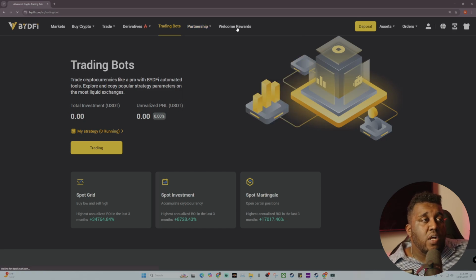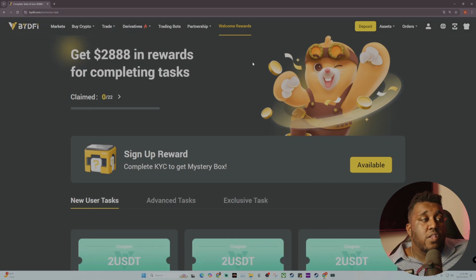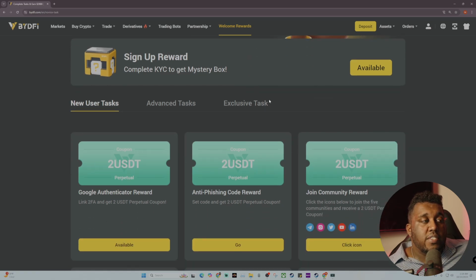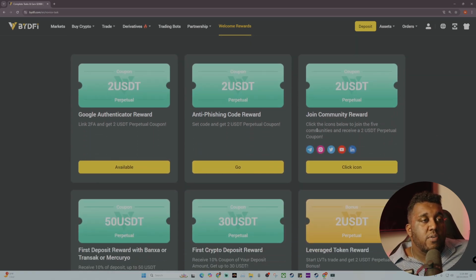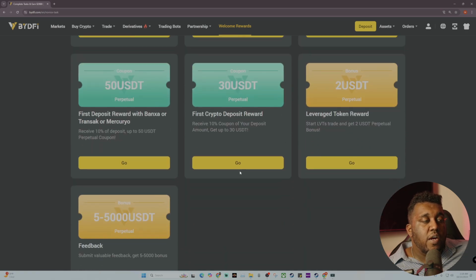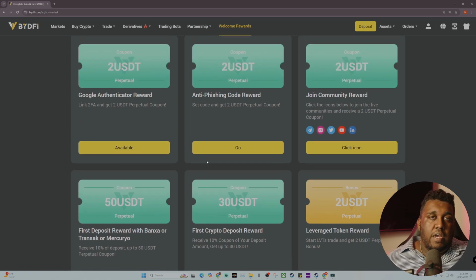Next up, you're going to have welcome rewards. This is where I would say a lot of you should go right after you sign up. There's a lot of stuff here. So you get your sign up reward right here. Once you sign up, you can click on that. You get some free USDT. Then you have all these coupons here where you get money, 50, 30, $2, and whatnot, 5 to 5,000. And basically, in order to get this, all you have to do is deposit some money, and then you will just start trading.